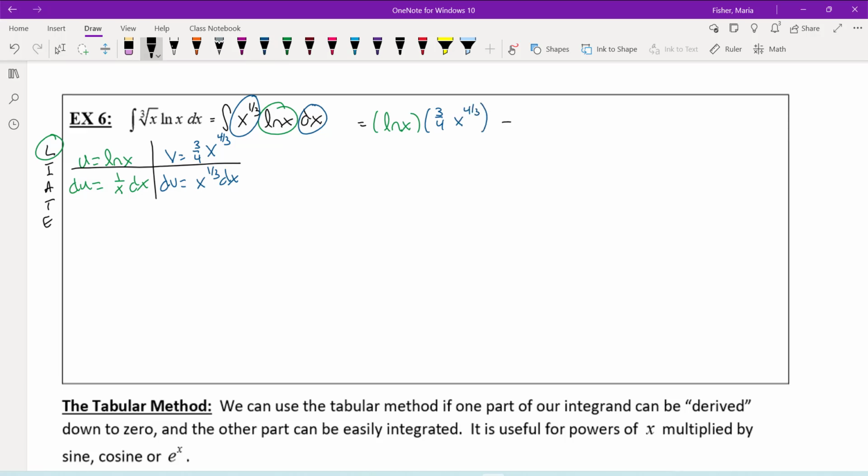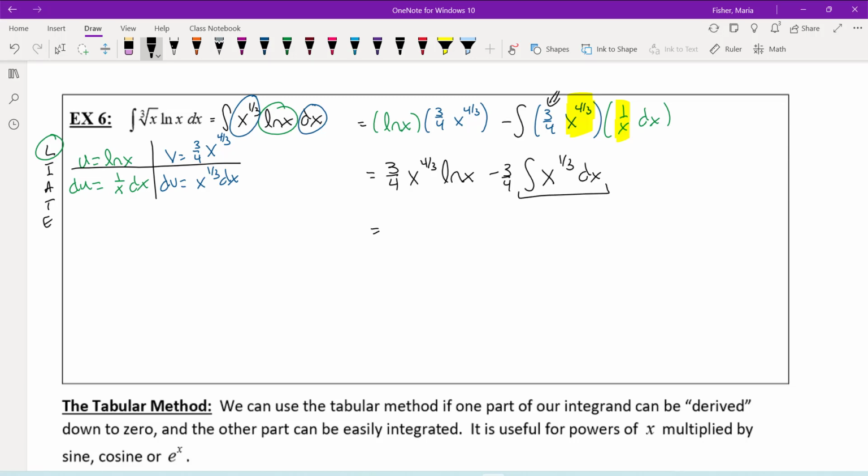Now, this becomes u times v, ln of x times 3 over 4 x to the 4/3, minus the integral of v du, 3/4 x to the 4/3 times 1 over x dx. Clean this up before we integrate again. So we're going to write 3 over 4 x to the 4/3 times the natural log of x. I can factor out that 3 over 4. And then x to the 4/3 times 1 over x, well, I can reduce that, and that just becomes x to the positive 1/3 dx.